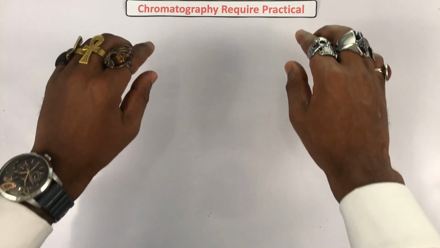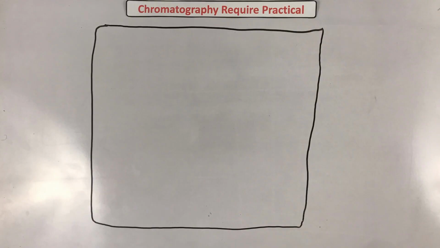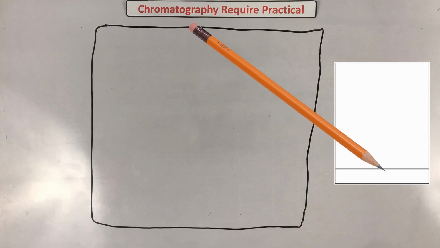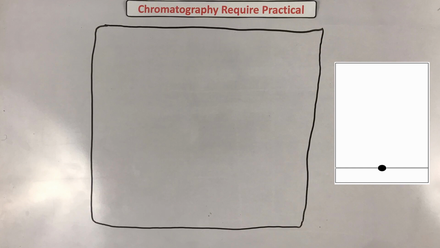When you're actually running your experiment, it's very important that you are paying attention to these steps, because there are some important things that you need to do to not mess up your results. The first important thing is that we draw our start line around 1 centimeter from the bottom of our paper. And this has to be done in pencil. This is because if you use pen, the ink from the pen will interfere with your results and will smear everywhere. We don't want that.